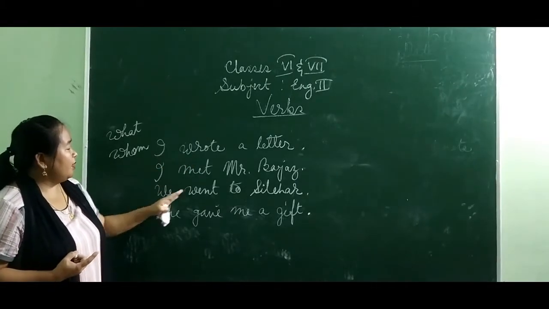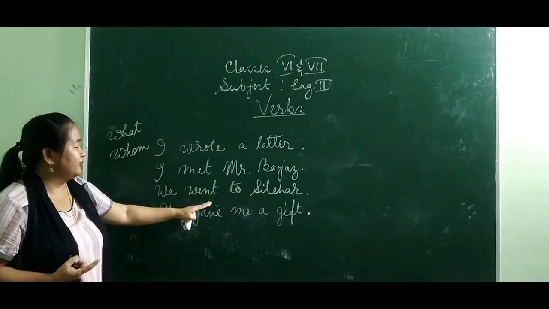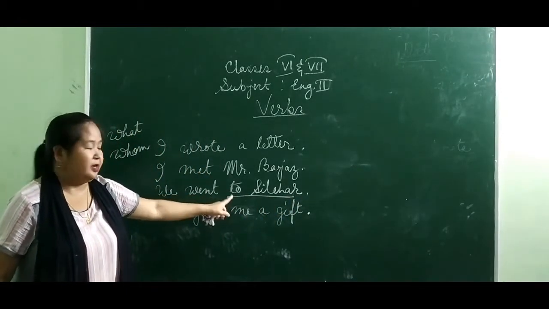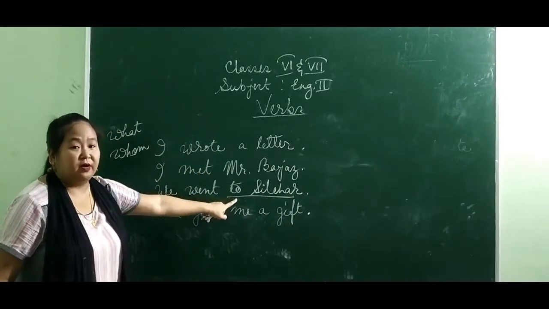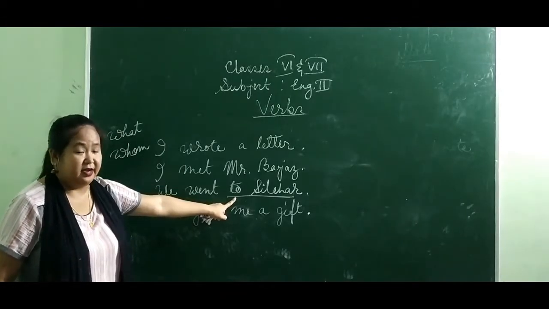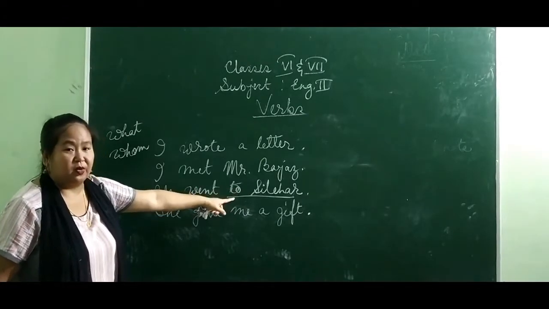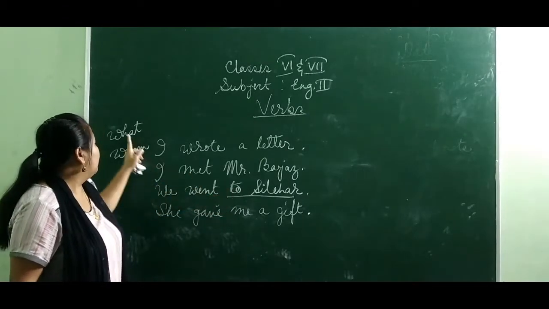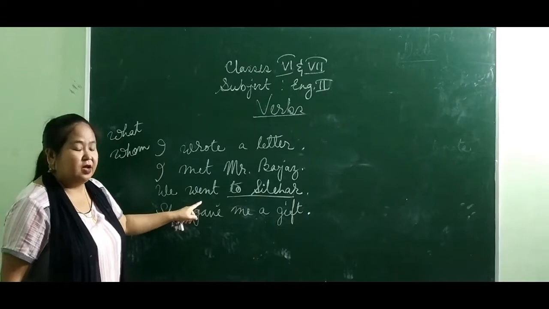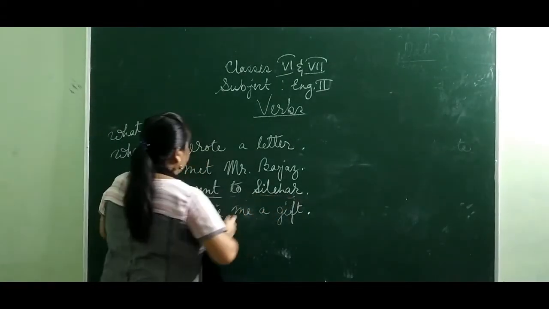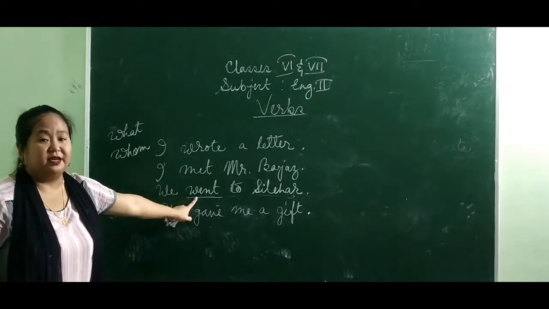Now, we went to Silchar. Here in this sentence we cannot ask what or whom, right? We went what? We cannot ask here. We will not find an answer here. We can ask where. Where did we go? So we cannot ask what or whom to this verb. So there is no object, this is not an object. So this verb is an intransitive verb.